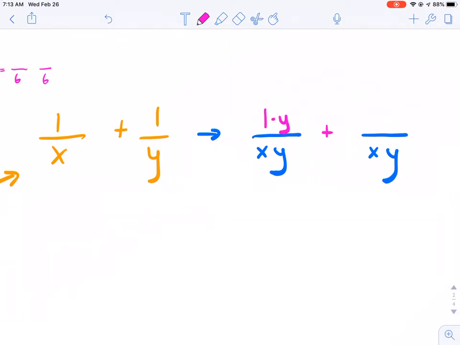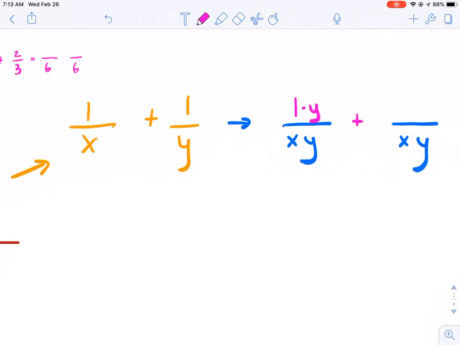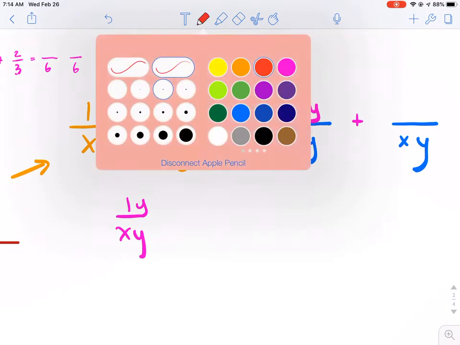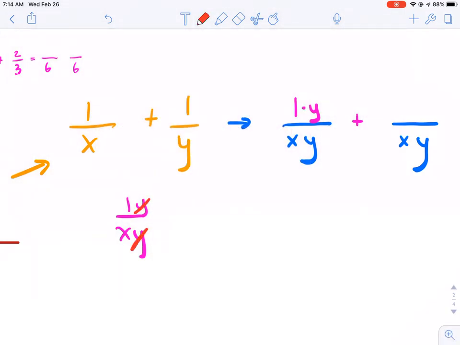Keep my plus sign. Now, just to show you real quick why it works, okay? If we cancel the y's, look what happens. It's the same value as before. These are equal, okay? That's why that works.